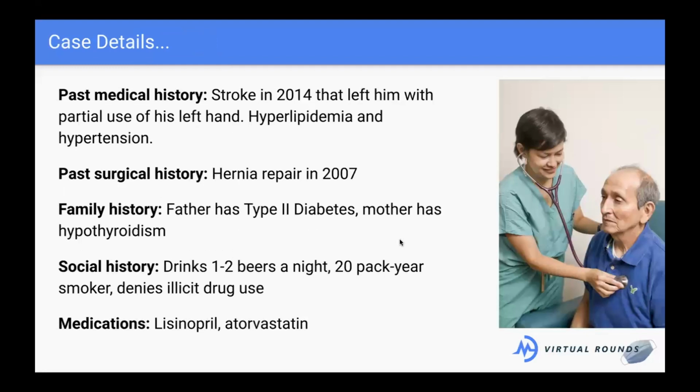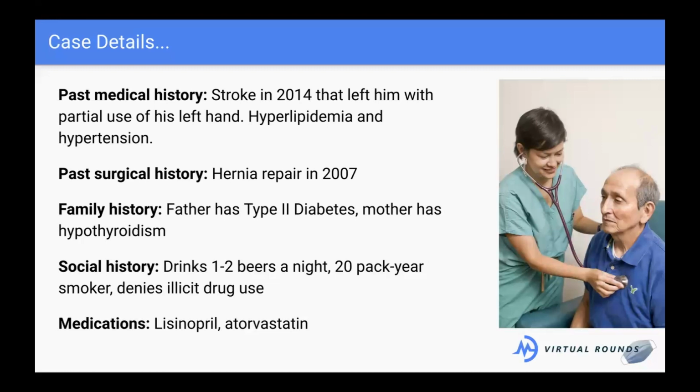So this is Mr. Walsh's details. He says, I actually had a stroke in 2014 that left me with only partial use of my left hand. I have hyperlipidemia. Anyone know what hyperlipidemia is? Like high cholesterol? Yes, exactly. Fancy word for high cholesterol, lipid like fat. So hyperlipidemia and hypertension, like high blood pressure. So he has both. He probably didn't use those words. Sometimes people do, but he probably didn't.